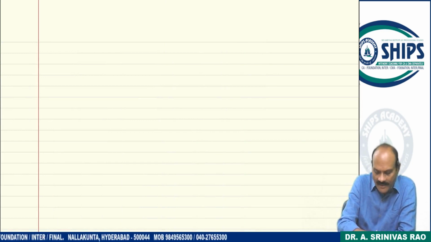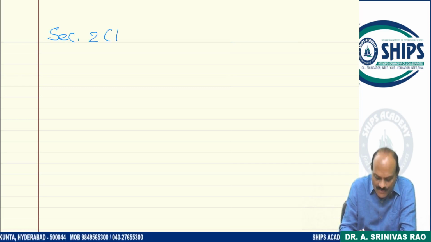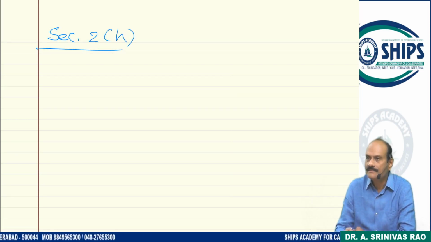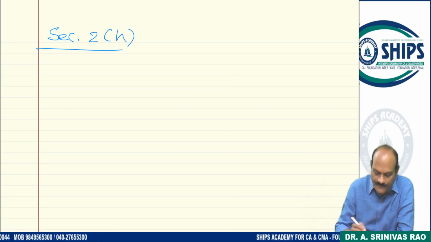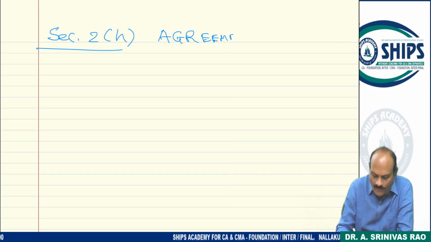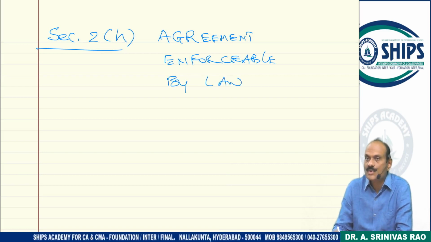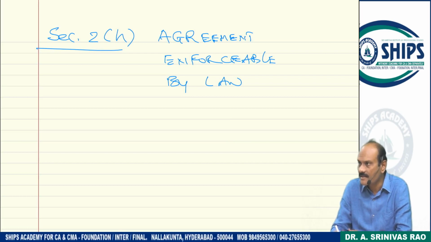Now let us see, guys. What is the meaning of a contract? Already you know pretty well. Just quickly we complete this. What is the meaning of a contract according to Section 2(h)? Write down. Contract means agreement enforceable by law. So this is the meaning of a contract.